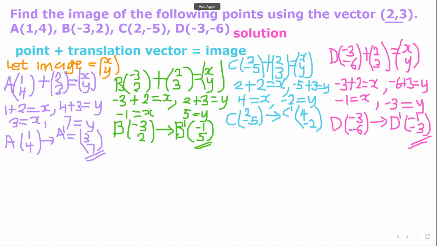Now, this is how to find the images where the translation vectors have been given to you, by adding it to the point. And you can also use the graphical interpretation to verify your answer by moving each point 2 right, 3 up. You'll still get the same coordinates that will form the new point, or the new prime, here.